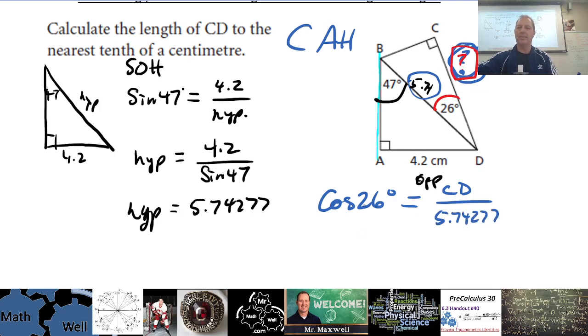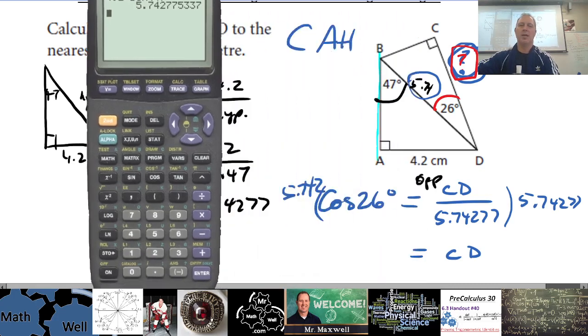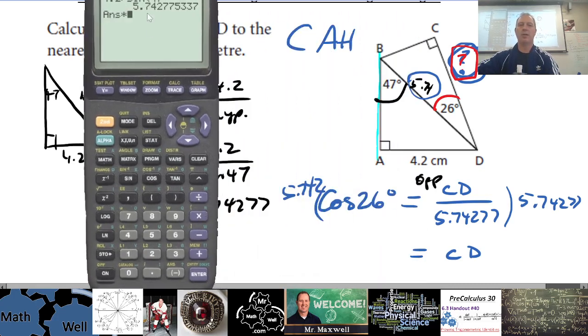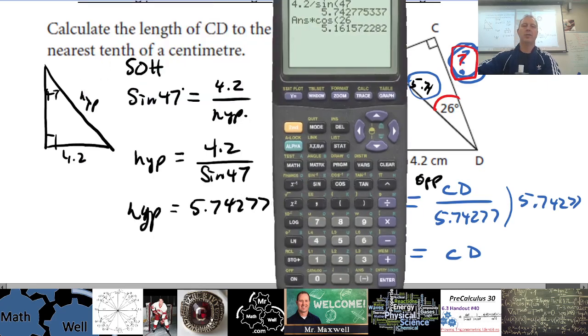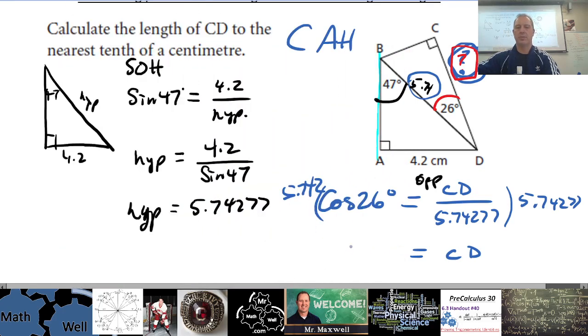5.74277. All right. So multiply both sides by 5.74277. And I am going to get the length of CD here, and so I'm just going to do times, and it'll just bring down the answer there. It'll bring down my whole decimal. Times cos 26 equals, and look at this, I get 5.1615722282. That's the full answer. Now I can round to the nearest tenth of a centimeter, and I can say 5.2 centimeters.